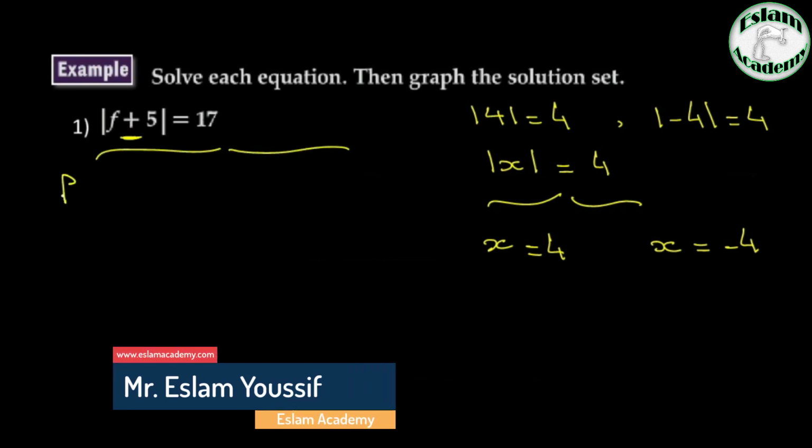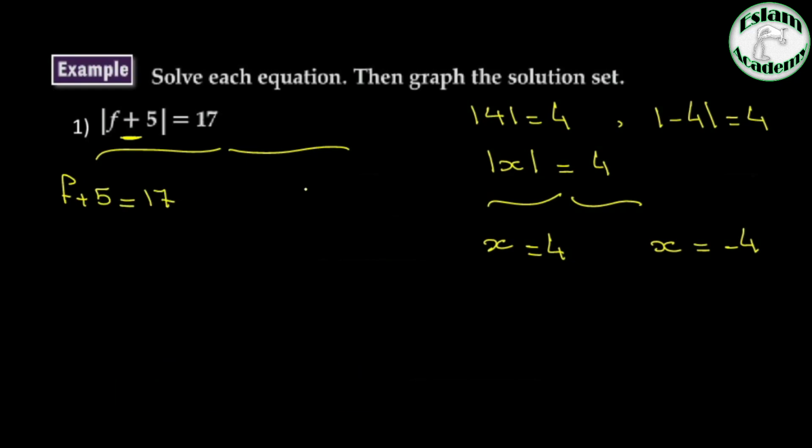The first one, f plus 5 could be equal to positive 17, and f plus 5 could be equal to negative 17. Now we need to solve by subtracting 5. Then f is equal to 12, and by subtracting 5 from the other equation, f is equal to negative 22.